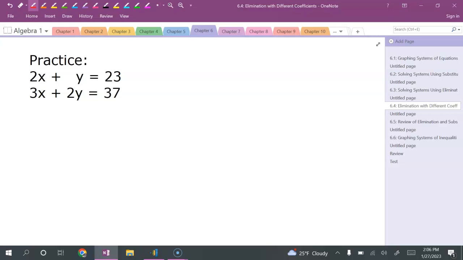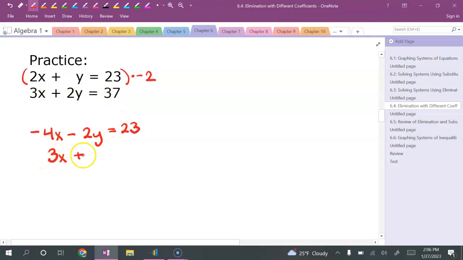So what I did is I looked at my y's, and I thought it would maybe be easiest to get rid of my y's because I could easily make that first y have a 2 in front of it by just multiplying by 2. But instead of multiplying by positive 2, I took that top equation times a negative 2. So the new top equation says negative 4x minus 2y equals 23. I didn't do anything to the bottom equation, so I'm just going to bring that down: 3x plus 2y equals 37.